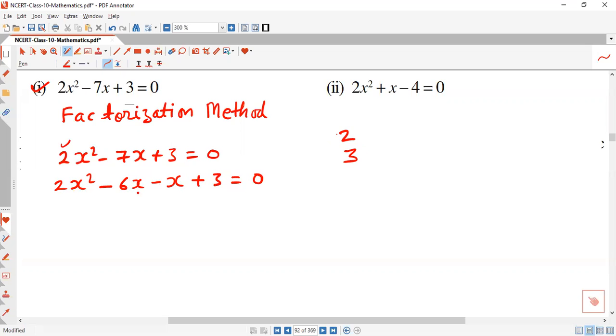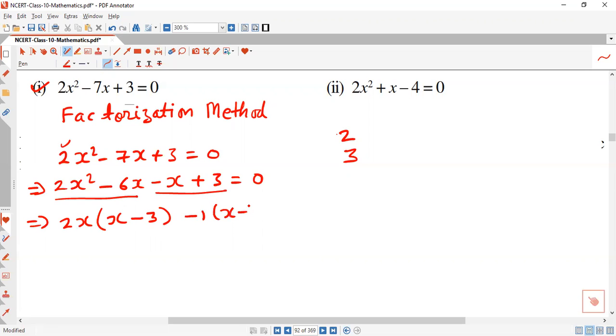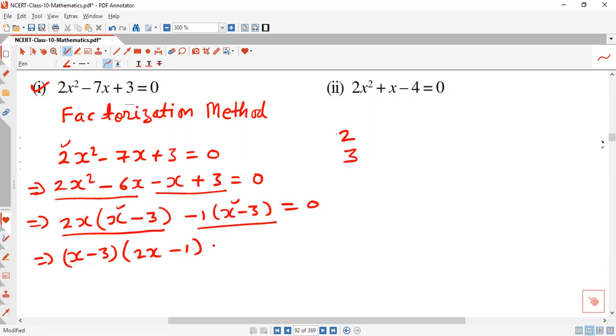Taking 2x common in the first two terms, we are getting 2x(x − 3). In the last two terms, we take minus 1 common, and we are also getting (x − 3). Now we have two terms, and in both x − 3 is common. Taking x − 3 common, we are left with (x − 3)(2x − 1) = 0.